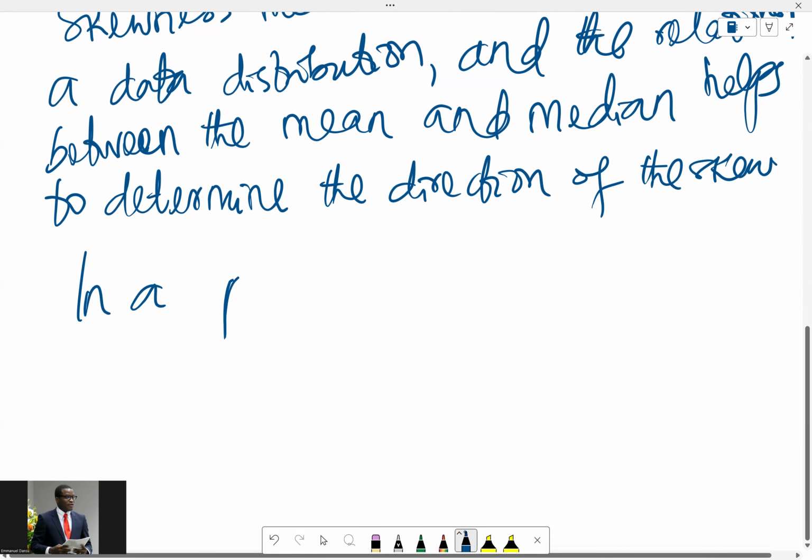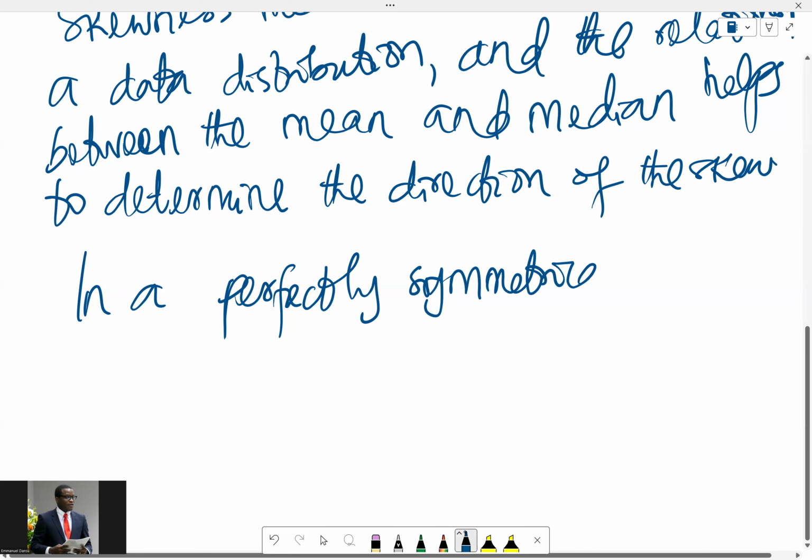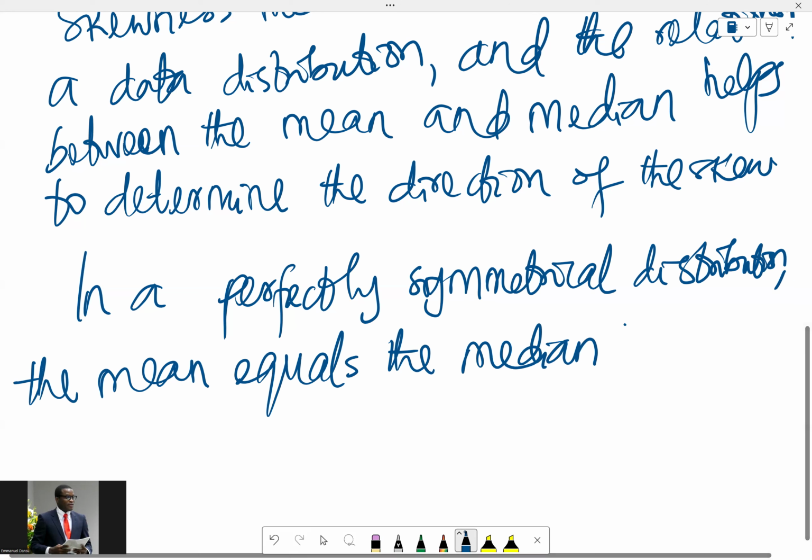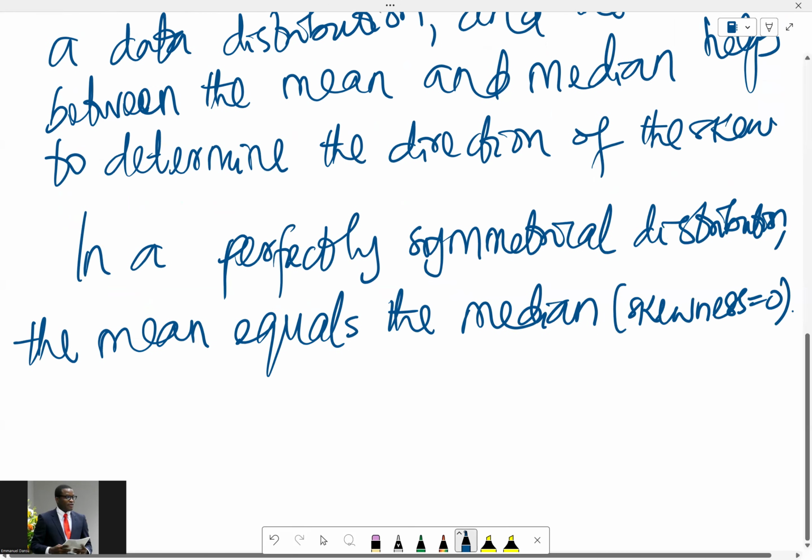For instance, in a perfectly symmetrical distribution, you'll see that the mean equals the median. So when the mean is equal to the median, then you have a perfectly symmetrical distribution. In that case, you say that skewness is equal to 0.